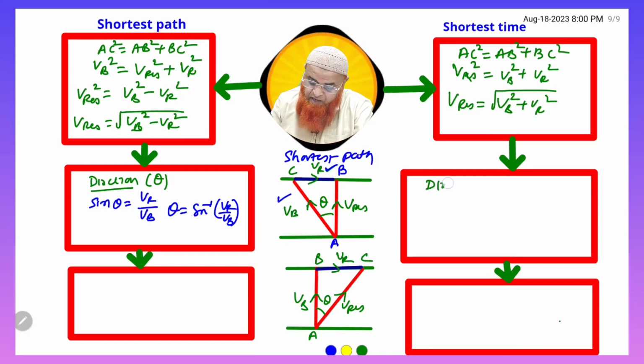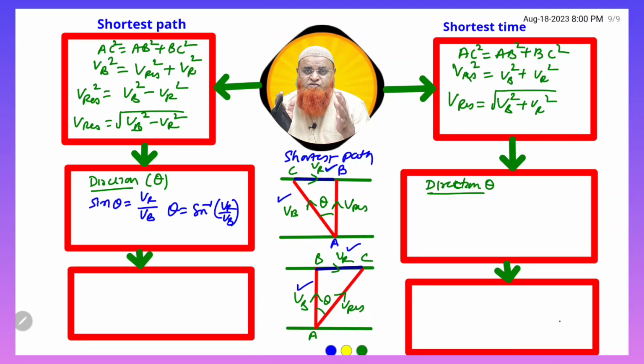So in the case of shortest time, how can you find angle theta? Here also you have to find the direction, that is going to be theta. In this case, we know the velocity of the river and the velocity of the boat. If you see the diagram of shortest time, in this diagram, we know the river velocity, and my boat velocity is taken as VB.